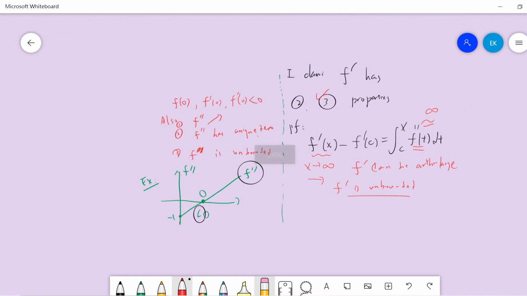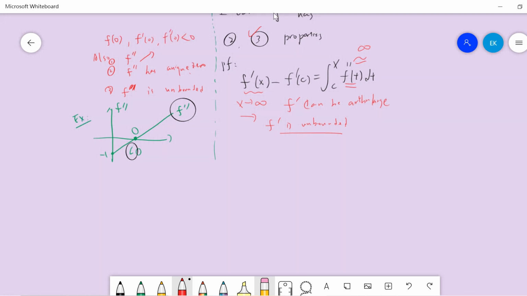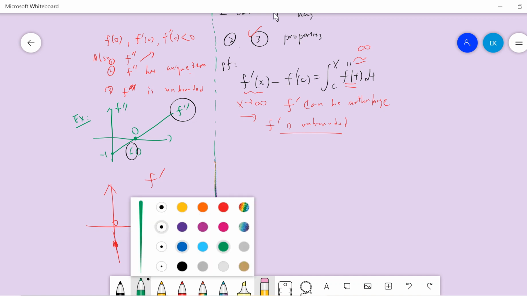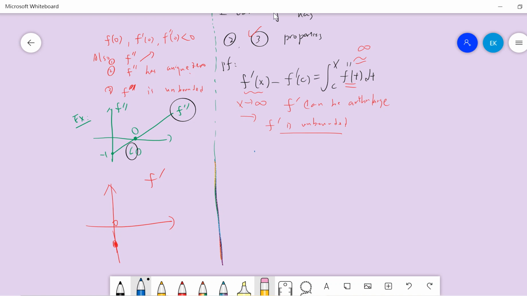This is difficult. Okay, so let me explain. The problem is that, suppose this is f', and we only know it's negative at the point 0. And what we want to claim is f' has a unique 0. So how do we prove this? We want to show that f' only has a unique 0 in 0 to infinity.